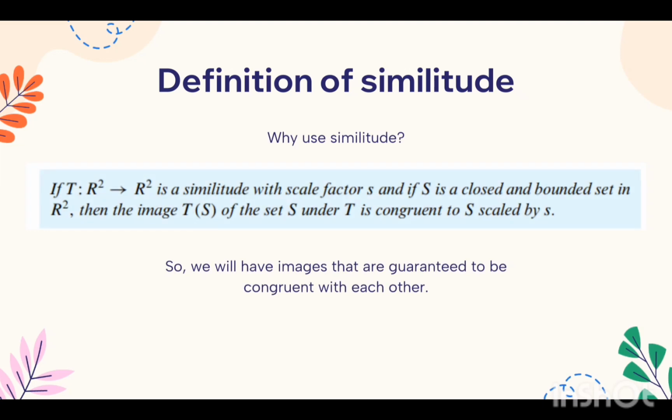Why do we need this similitude? It's because when we can say that an image is a similitude, it is guaranteed that it will be congruent with the object, so it will satisfy the self-similarity definition. The similitude can be defined as a mapping from R2 to R2, which means that it is a linear operator.